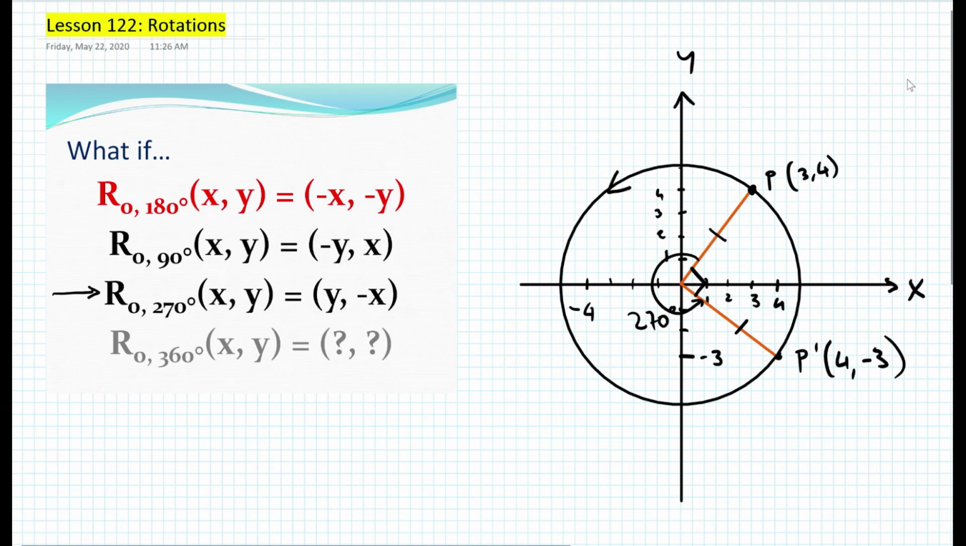Now, let's look at the last one. So the last one is pretty obvious, right? If you go around 360 degrees, the image will be the same as the pre-image. So therefore, a rotation about the origin by 360 degrees of any point (x, y) is equal to (x, y). So these are basically the general rules here, okay?